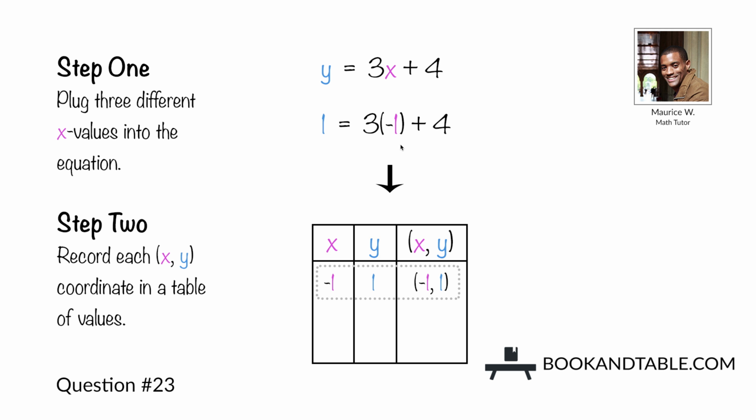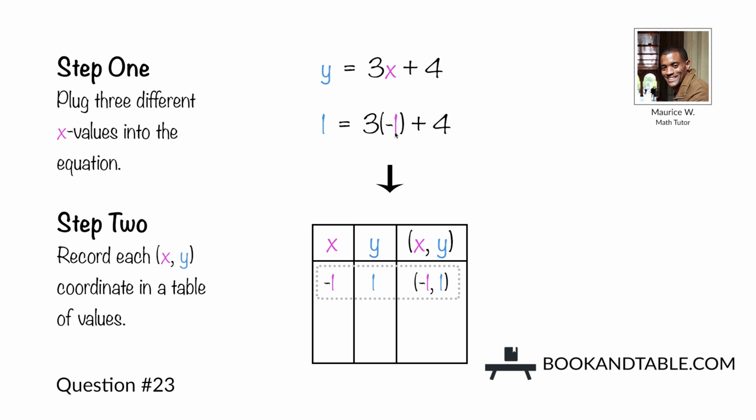The first thing we'll do is we'll plug 3 different x values into the equation provided, y is equal to 3x plus 4. We'll record those coordinates in a table of values, and then we'll take the table of values and plot our points. So step 1, plug 3 different x values into the equation. And step 2, record each xy coordinate in a table of values.